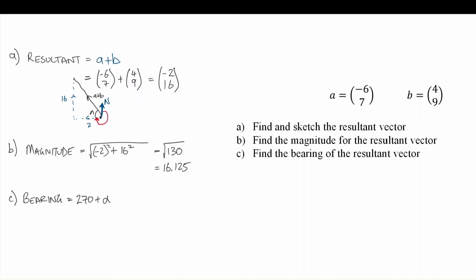That rotation won't get us all the way to our vector. If I add on alpha, well, that will be the bearing. Alpha can be found easily from the diagram. We're just going to work with the triangle.